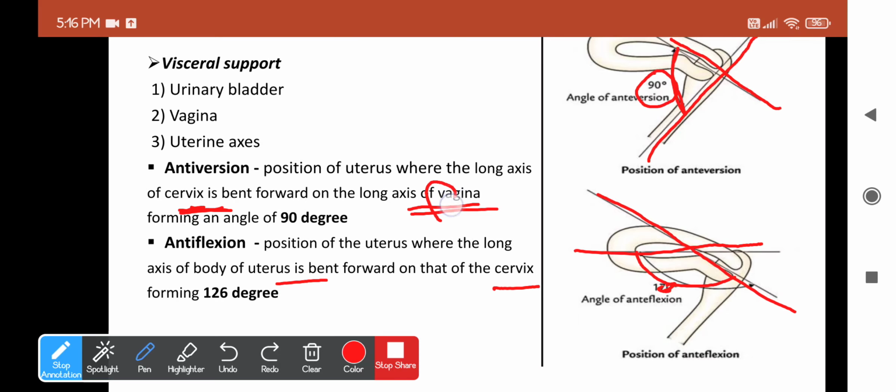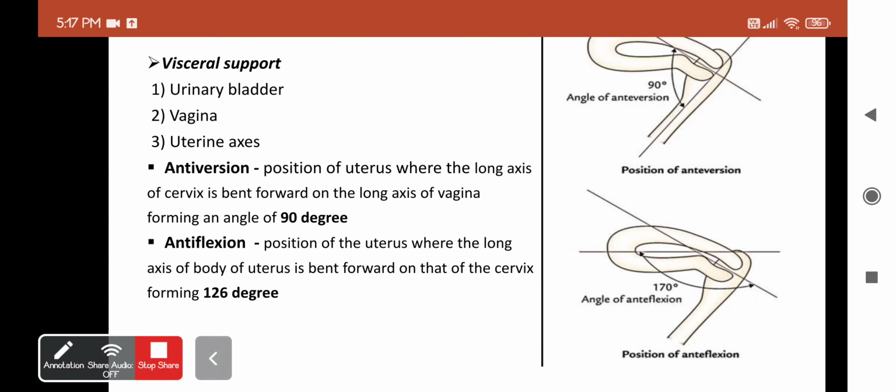You can remember V for V. Okay, so the long axis of vagina or long axis of cervix is called the position of anteversion or angle of anteversion, and the long axis of the body of the uterus on the cervix is called the angle of anteflexion. Okay, so this might help you to understand better.